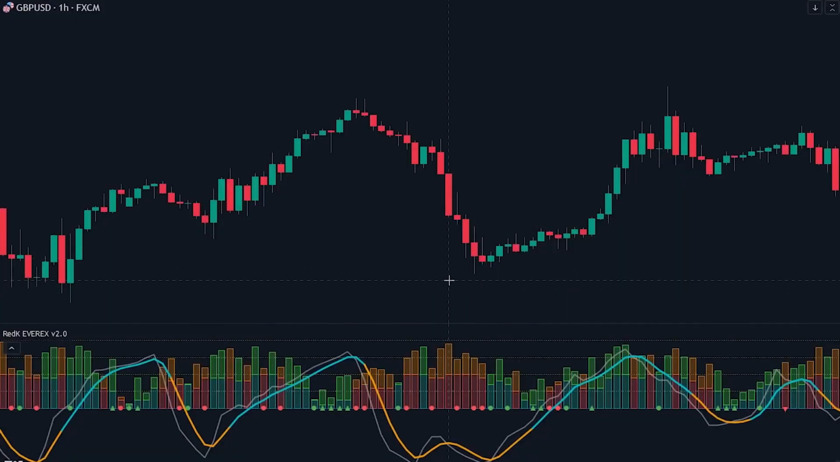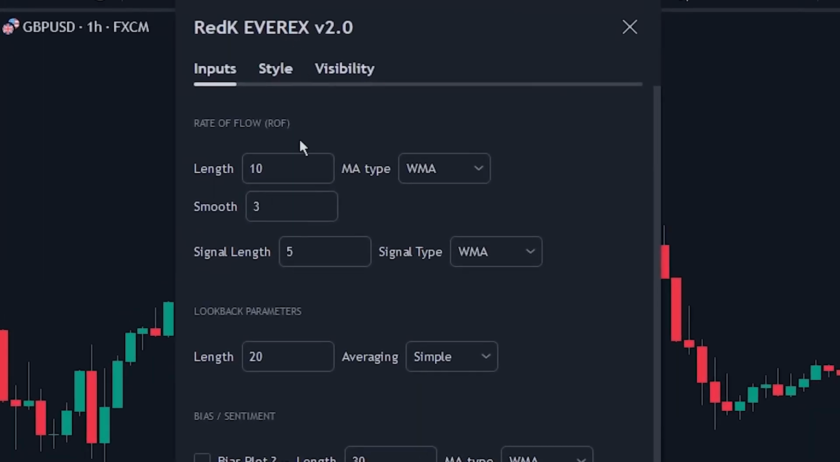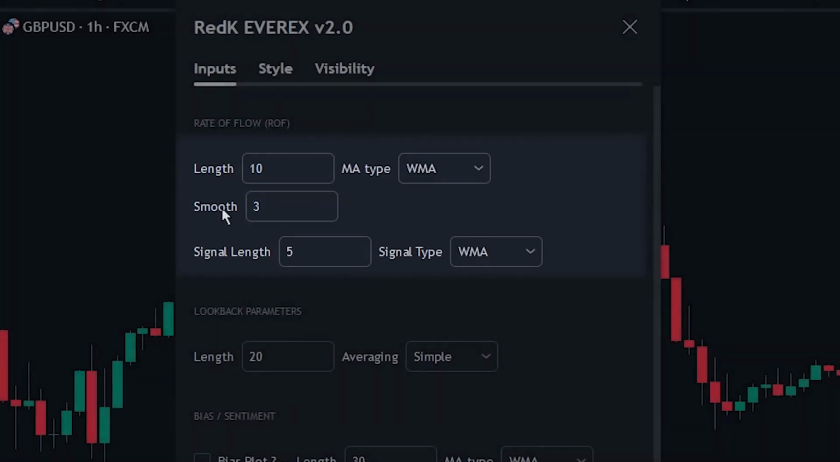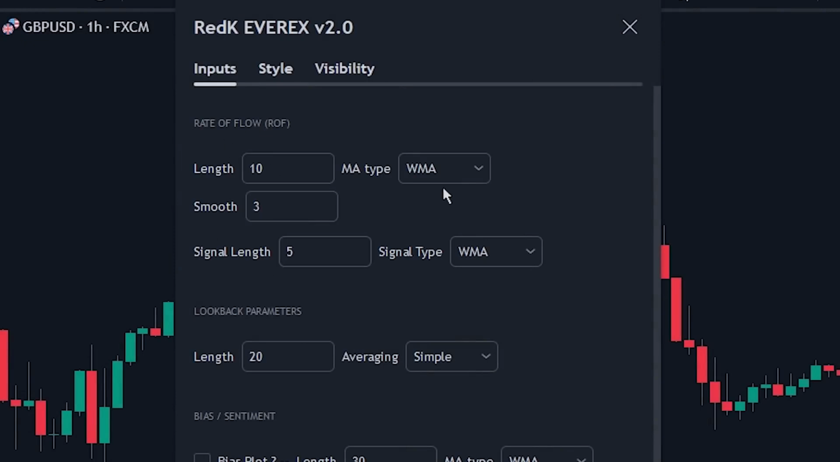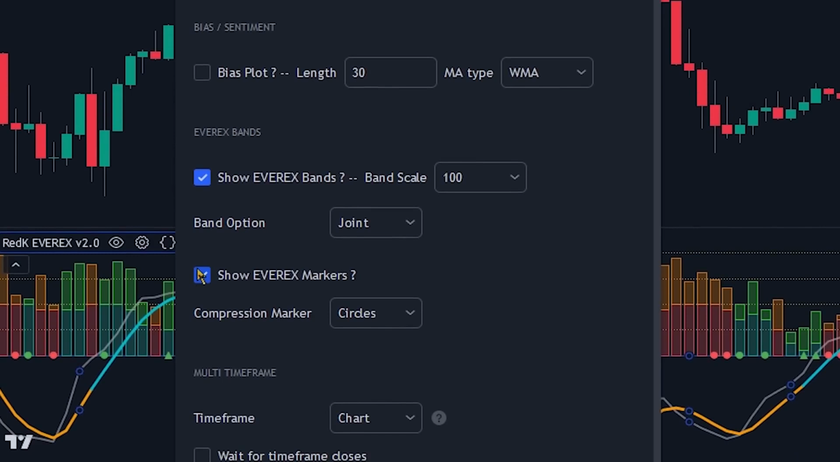In order to do so, head over to the Indicator Settings tab and click on the Inputs tab. The first setting we see that can be changed is for the rate of flow. As you can see, it is possible to change the length, moving average type and smoothing. However, we will be keeping these settings at default. You can also see that the length can be changed for multiple other components of the indicator. Despite this, the only input setting we will be changing is for the Everix markers. Scroll down to these markers and uncheck them in order to disable them.